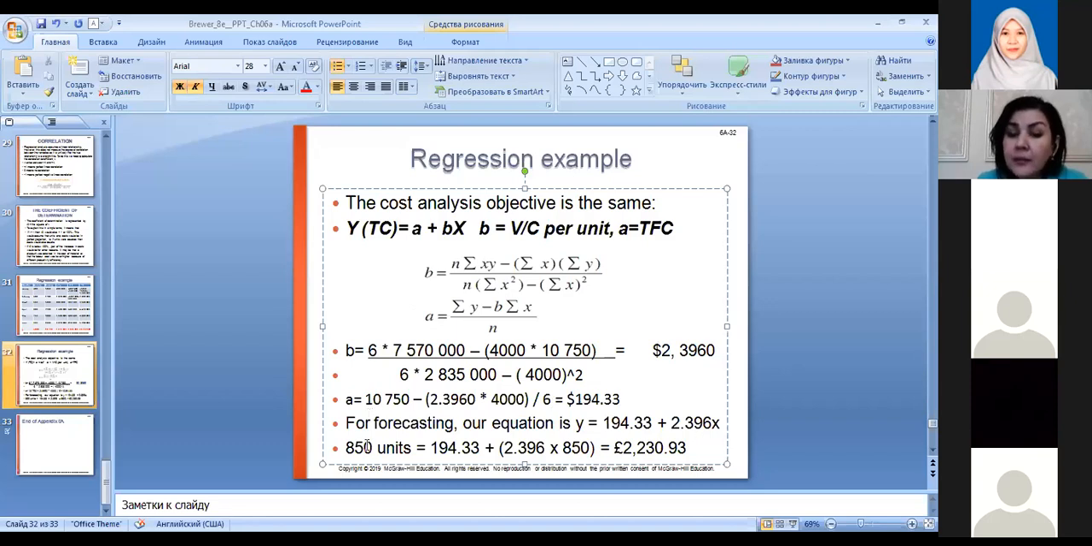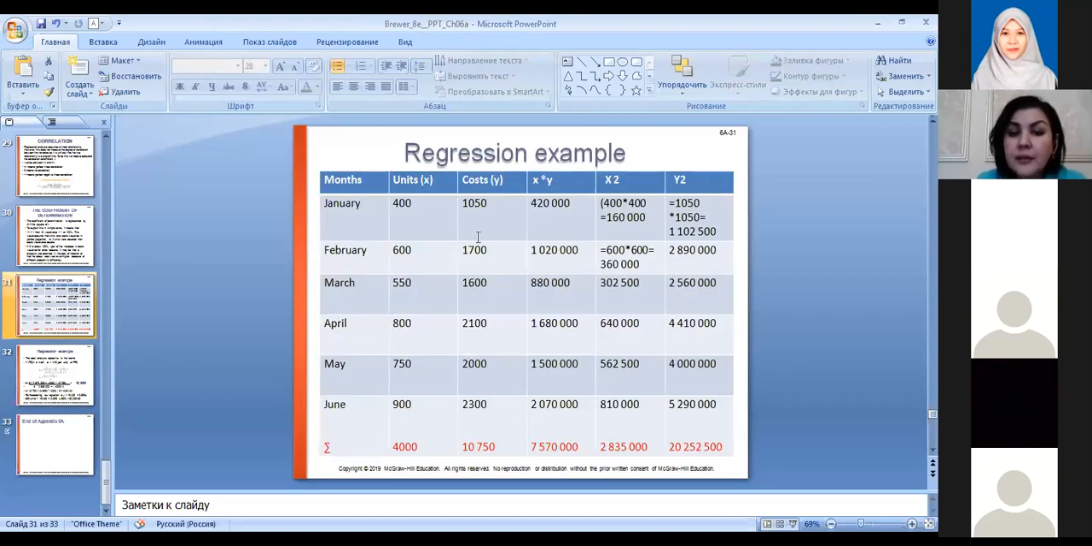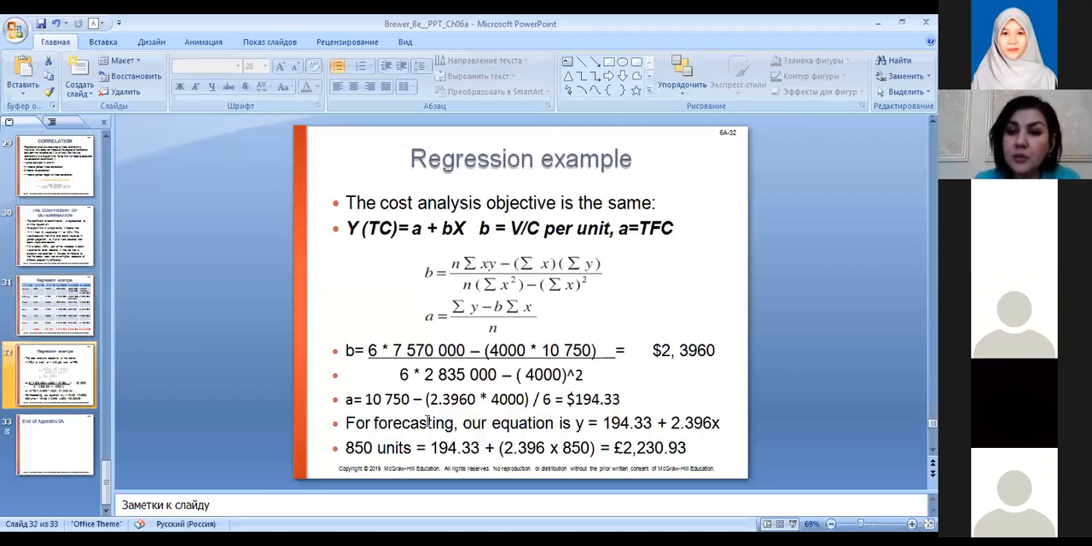Let's calculate what the total cost is for 850 units. So look at this table. Do we have 850 units here? No, we don't, but we know the formula and we know A and B values. We don't have 850 in the table, but we can calculate this. We can forecast, we can predict what the total cost is for 850 units.